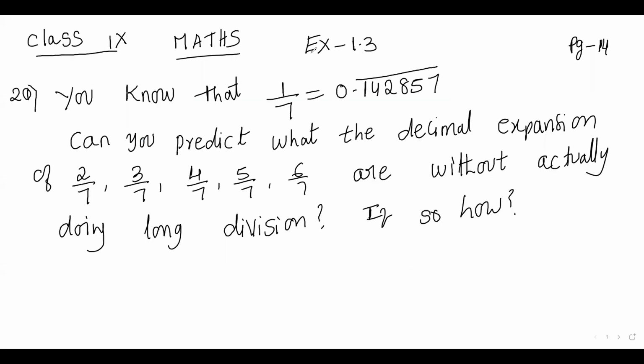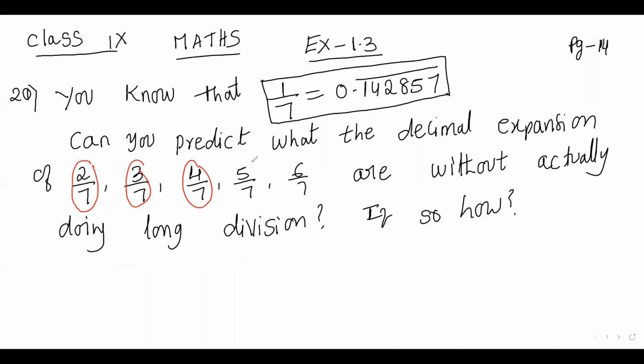Class 9 Maths, exercise 1.3, second question. In the question, the value of 1 by 7 is given. The decimal form of 1 by 7 is given. And he is asking us to find the decimal form of 2 by 7, 3 by 7, 4 by 7, 5 by 7, and 6 by 7 without any division. You should not divide, but you should get the decimal form.